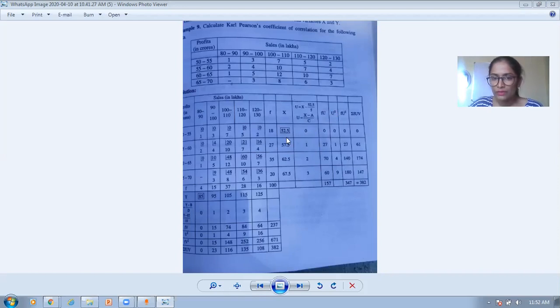So u square will be the square of this value. 0 square is 0, 1 square is 1, 2 square is 4, 3 square is 9. So that's why it is written so. Then fu square is the multiplication of 18 into u square. So 18 into 0 is 0, 27 into 1 is 27, so on. Then we will discuss how we calculate the sum of fuv.